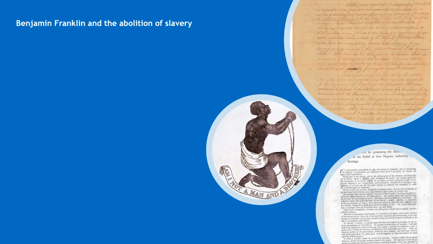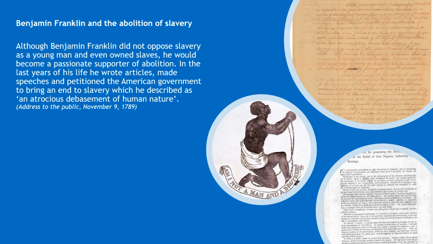There were lots of important issues which Ben Franklin cared about, and one of these was the abolition of slavery. This meant bringing an end to slavery by making it illegal to buy and sell slaves. Although Benjamin Franklin did not oppose slavery as a young man and even owned slaves, he would become a passionate supporter of abolition. In the last years of his life, he wrote articles, made speeches, and petitioned the American government, which means he wrote to them asking them to do things, to bring an end to slavery, which he described as an atrocious debasement of human nature.